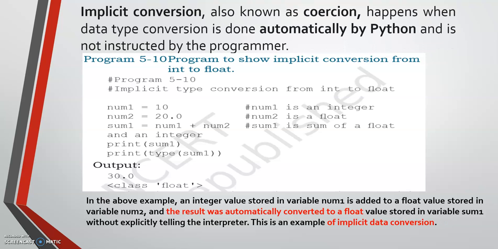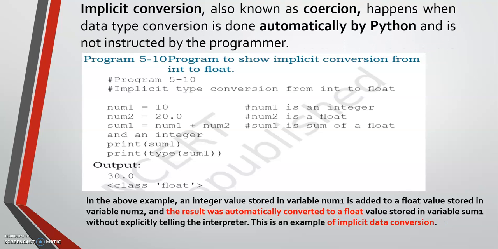So, to begin with, implicit conversion, also known as type casting, happens when data type conversion is done automatically by Python and is not instructed by the programmer. Now this means this is the reverse of explicit conversion. Remember, in explicit conversion the programmer has to instruct, put in the format, and then it is converted. But in implicit it is done automatically by the Python interpreter.